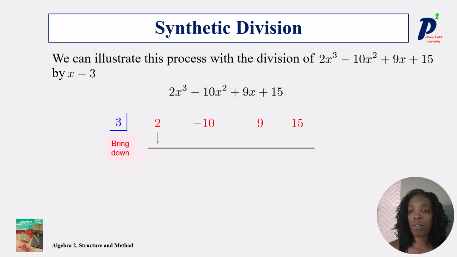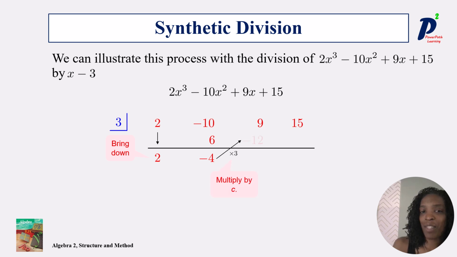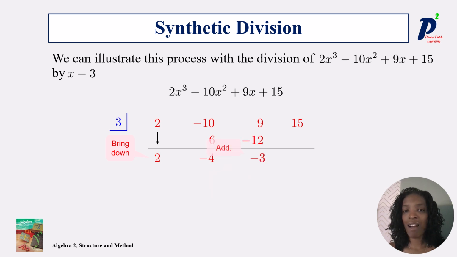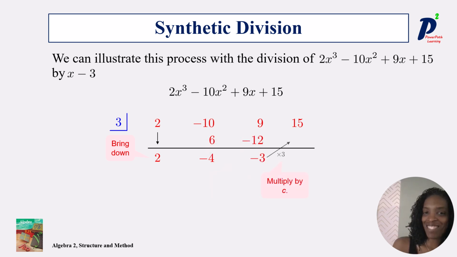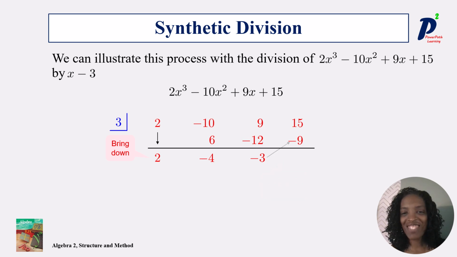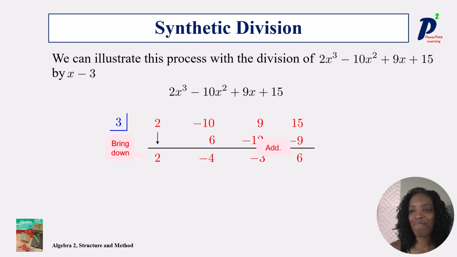We bring down our first coefficient. Next, we multiply by 3, add the column, repeat. Multiply by 3, add the column, repeat. Multiply by 3, add the column, and done. So now we have to get our answer.